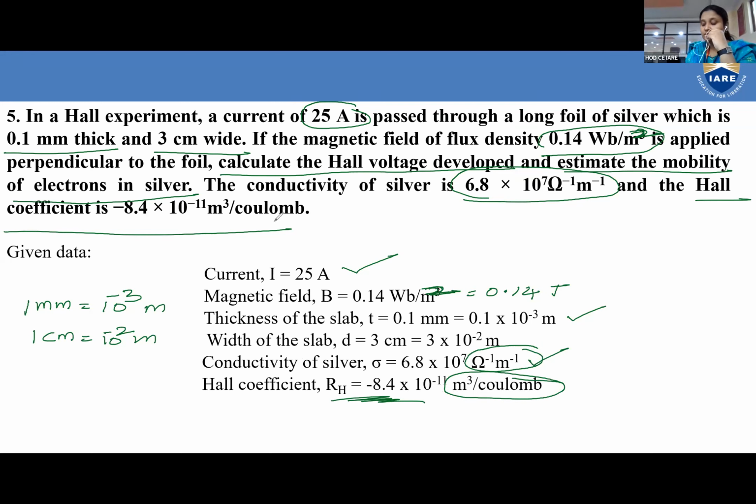Now what do we need to find? We need to find the Hall voltage VH. Also we need to find the mobility, mu. So this we have to do.